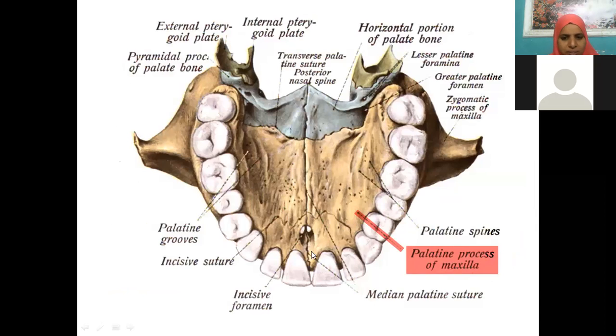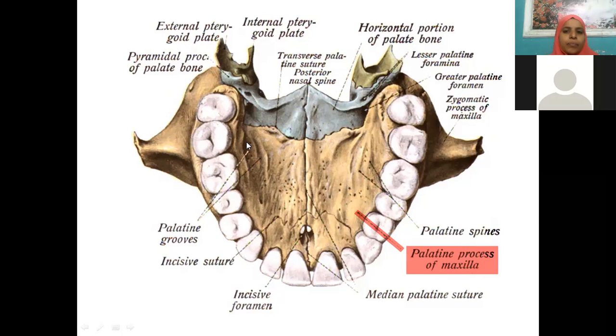Now you can see this incisive foramen. Two holes are given, isn't it? Cruciform here. You can see this is the palatine process of maxilla, horizontal portion of palatine bone. Nicely everything has been shown. So this is the posterior nasal spine. Interpalatine suture, intermaxillary suture, palato-maxillary suture.